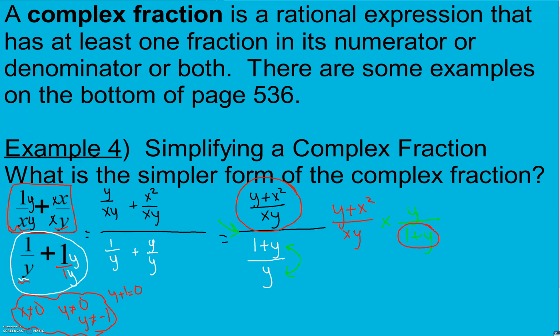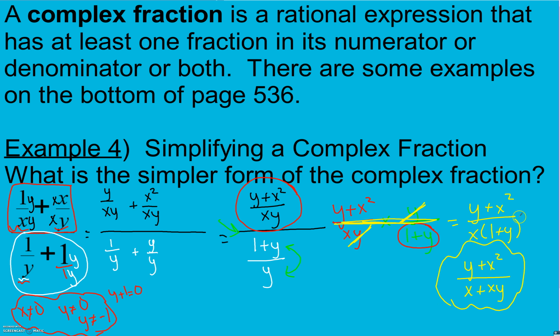I can simplify here. Again, with fractions, we multiply straight across. And anything divided by itself is 1. My final answer here is going to be y plus x squared over x times 1 plus y. And again here, if you wanted to, you could have written it as x plus xy in your denominator. Either one of those would have worked.